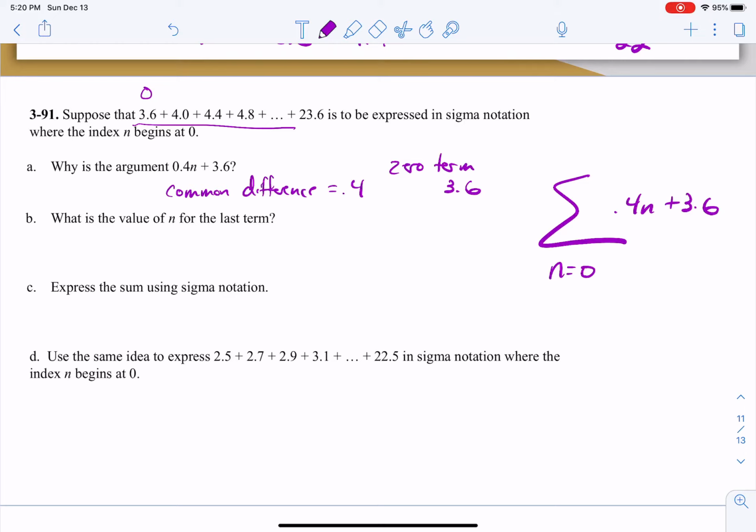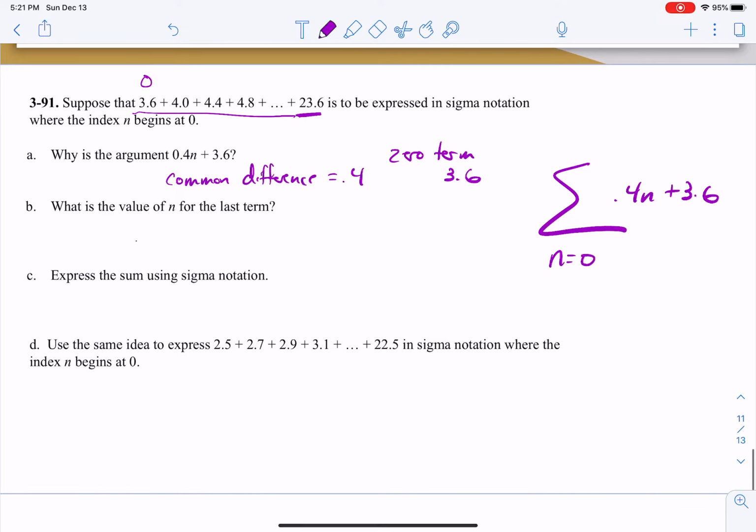So we have to decide how high are we counting. So what's the highest index? So if I take 0.4n plus 3.6 and set that equal to 23.6, n is equal to 50. So I'm counting from 0 to 50.